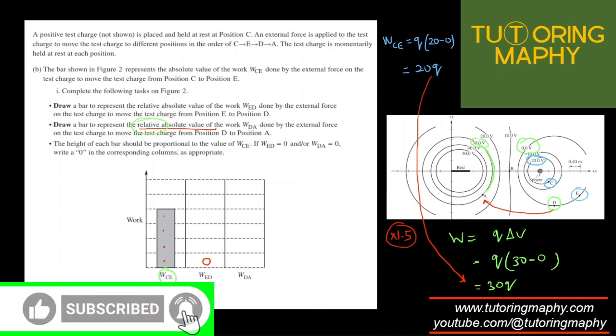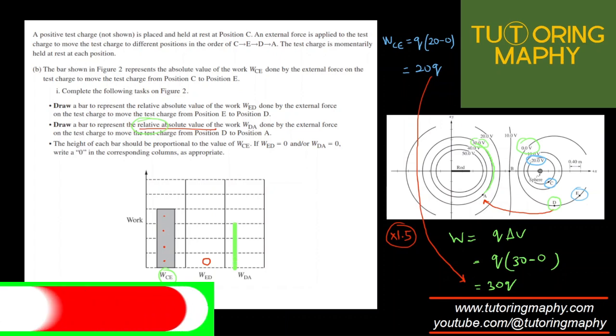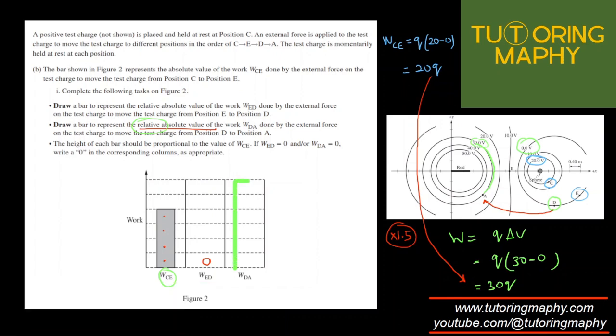So it means that when we draw the bar of this one, that's going to cover 1, 2, 3, 4, 5, 6, all the way to the top. So this is how I'm going to draw the bar for the absolute value, relative absolute value work of dA. Does this make sense?